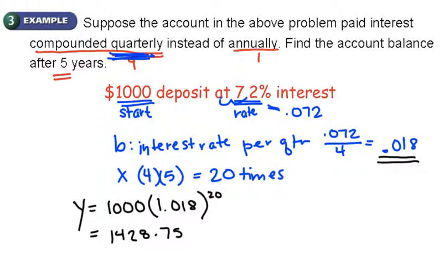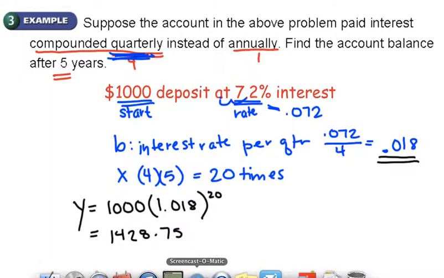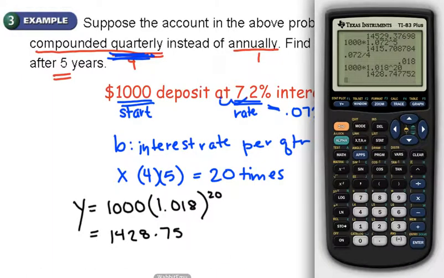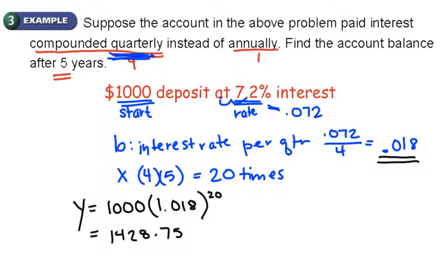And if you'll notice on that graphing calculator, I still have the previous amount on there, this 1415.71. So we actually earn a whopping $13.04 more by compounding it quarterly than by compounding it annually. Not a huge significant difference, but if you have big bucks, it does add up quickly, right? And $13 is $13.